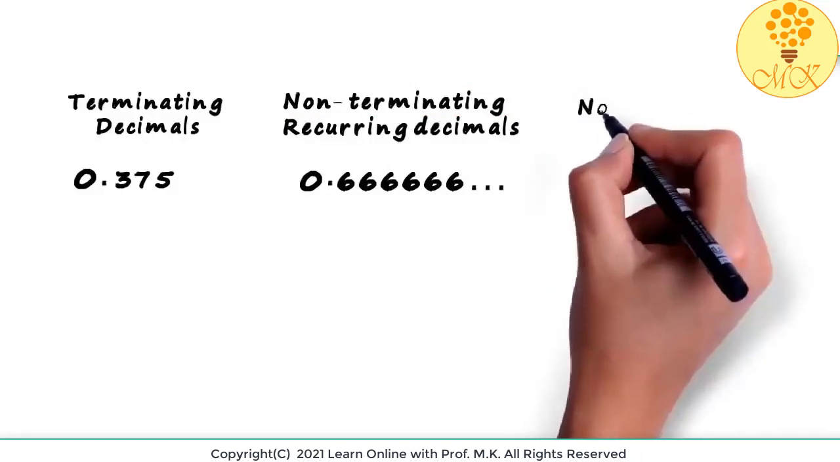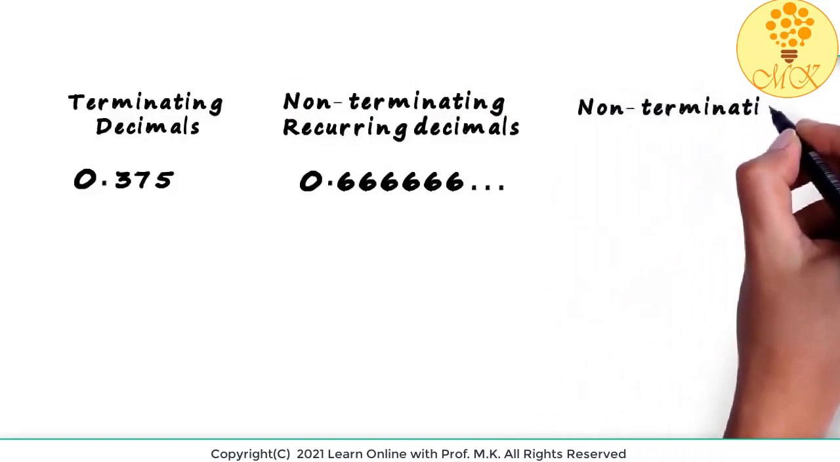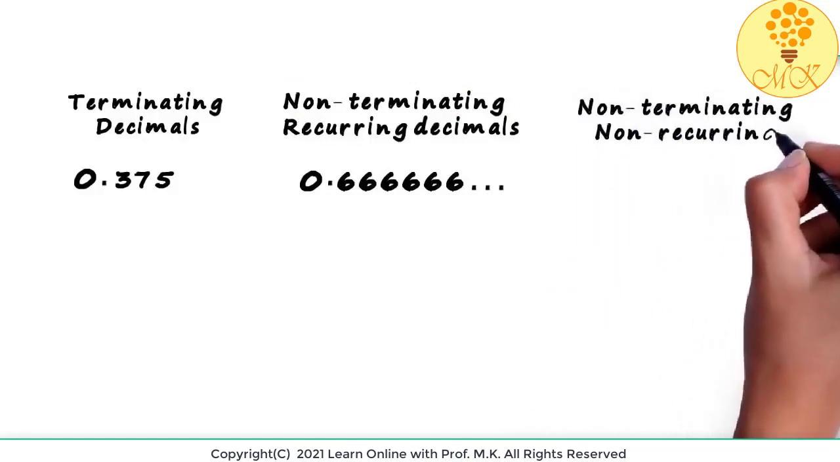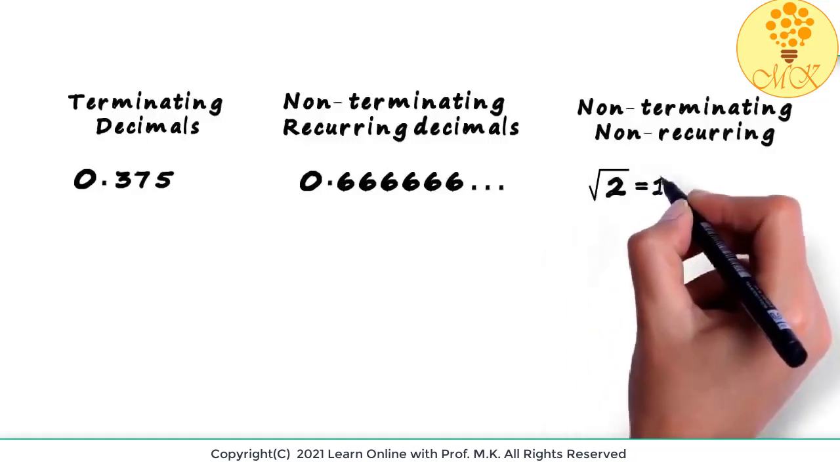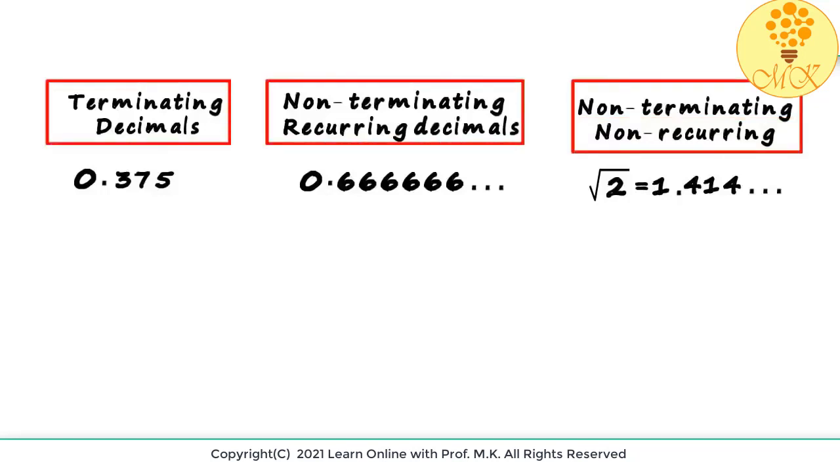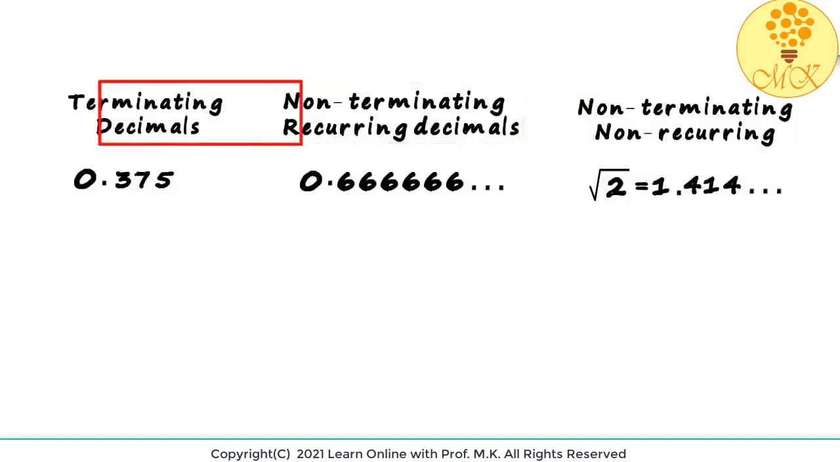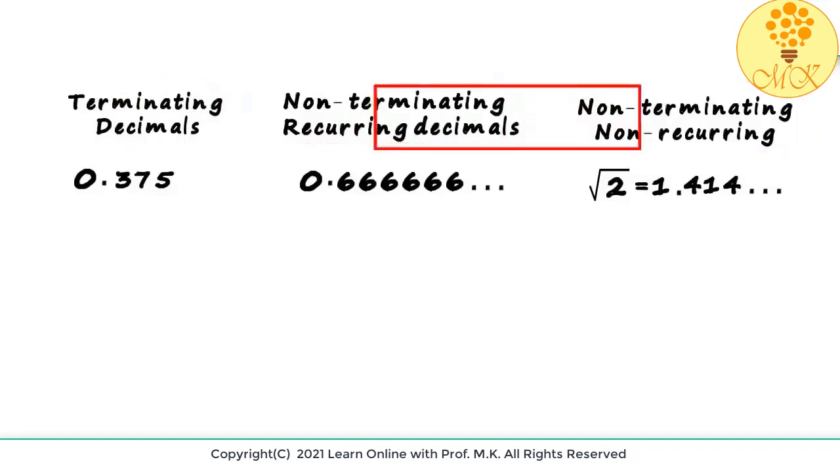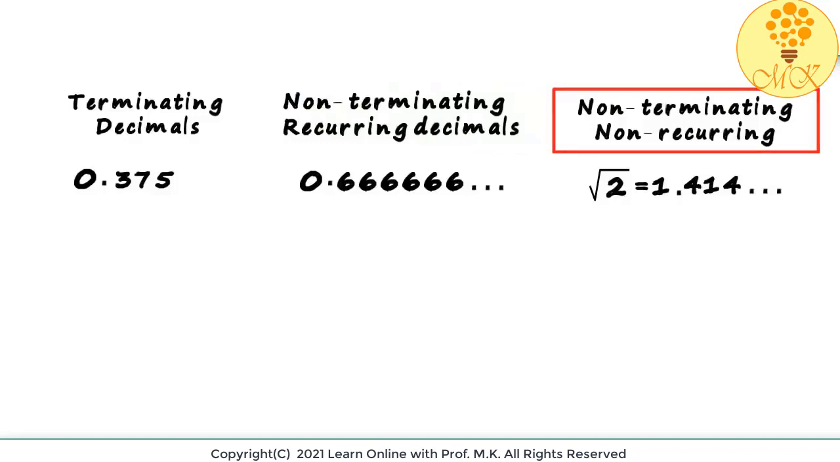And the third type is non-terminating, non-recurring decimals. We just saw an example of this type, root 2. It approximately equals 1.4142 and the digits after the decimal do not end. Hence, it's called non-terminating. It's called non-recurring since there's no specific pattern of reoccurrence. Broadly, these are the three types of numbers we see in mathematics: terminating, non-terminating recurring, and non-terminating non-recurring.